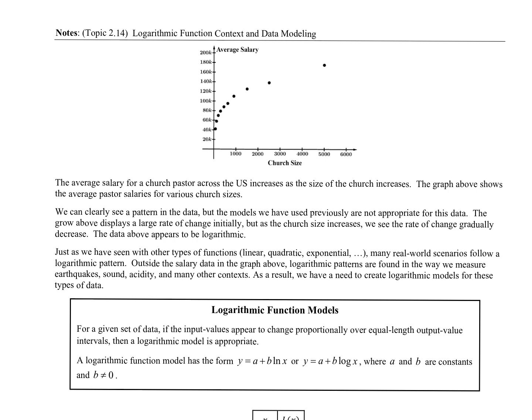We can clearly see a pattern in the data, but the models we have used previously are not appropriate for this data. The growth above displays a large rate of change initially, but as the church size increases, we see the rate of change gradually decrease. The data above appears to be logarithmic.